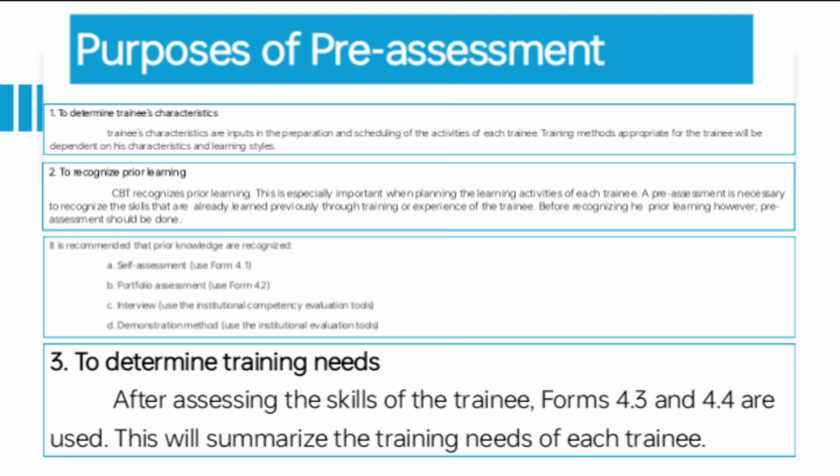Third, to determine training needs. After assessing the skills of the trainee, Forms 4.3 and 4.4 are used. This will summarize the training needs of each trainee.